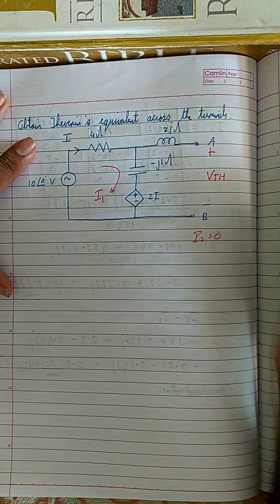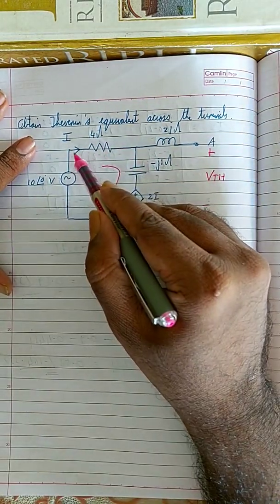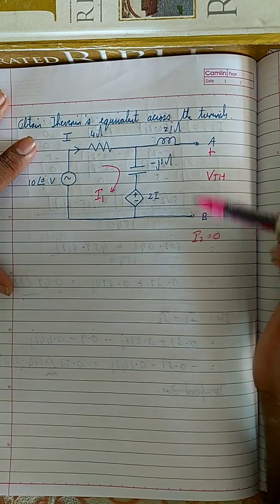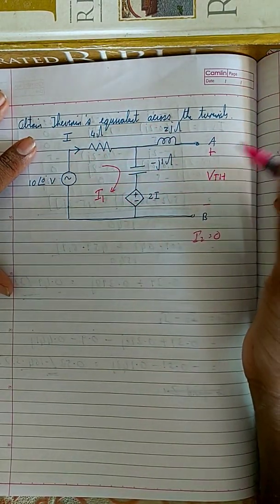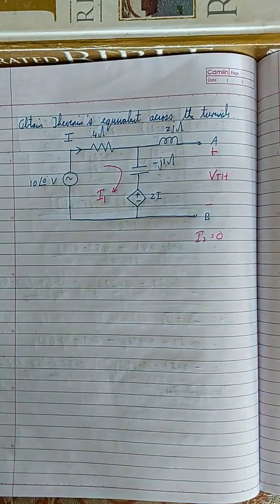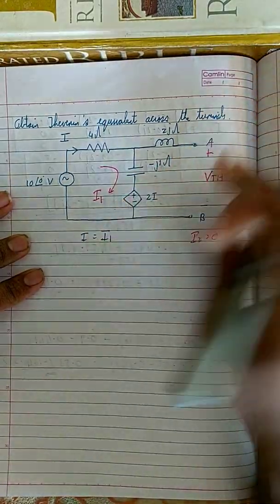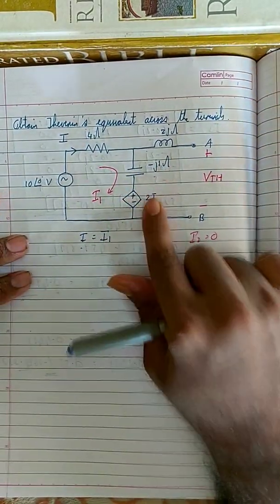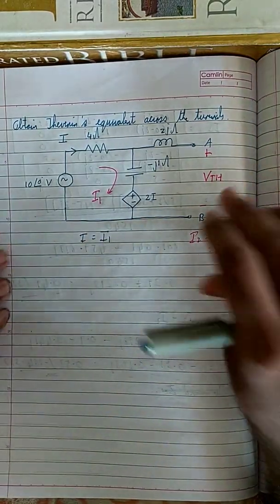Now I'm going to write the equation for I. What is I? I is the current through this branch, or the current through this 4 ohm resistor. The name of the current that goes through this 4 ohm resistor is I1. In other words, I is equal to I1. Now you're going to treat this as a normal source, and wherever you see the value I, you replace it with I1. That's all. So let's do this question.